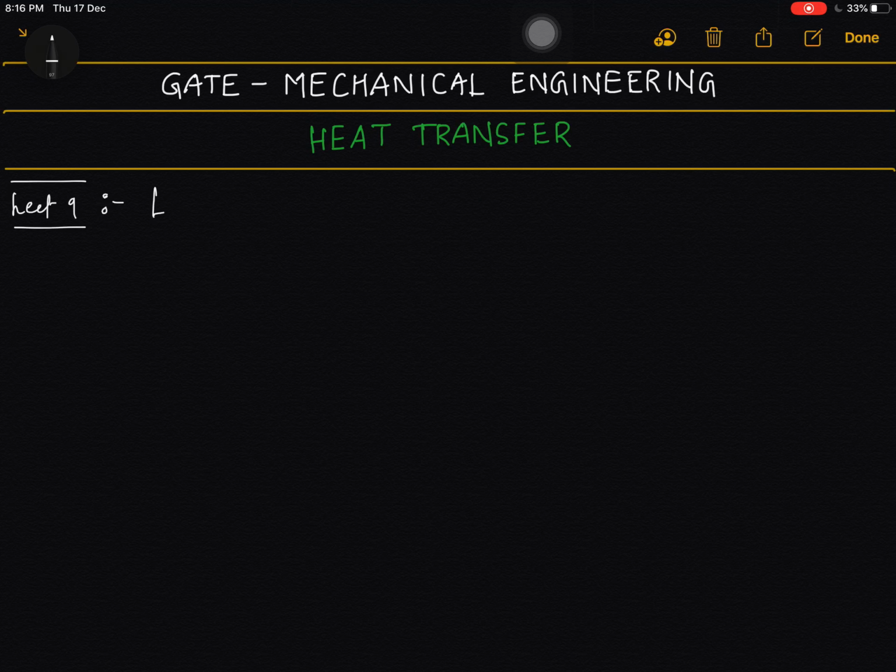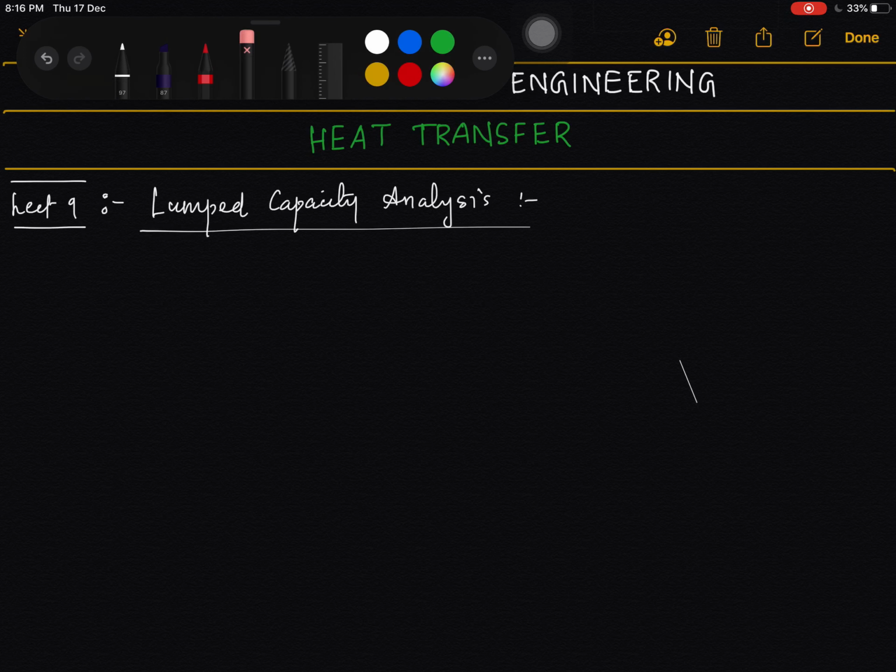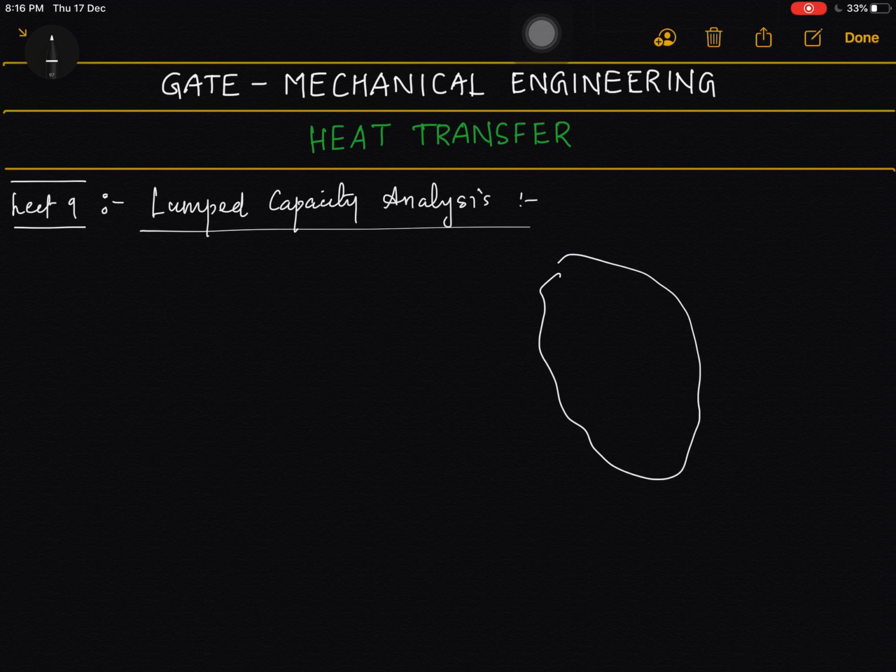Hi friends, this is the ninth lecture in the lecture series for the preparation of GATE mechanical engineering. Today we will be dealing with lumped capacity analysis. This is the continuation of the last lecture, so please go through the last lecture for better clarification or understanding.